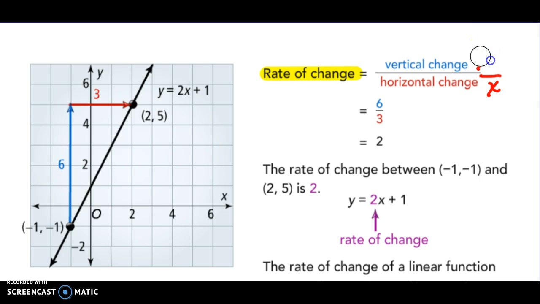So when you think about this over here on the right side with our graph, we go up 6, which is our rise, and then we go over 3, which is our run. That's how they get the value of 2. The rate of change between the 2 points, -1 and -1, and then the other point that's valued 2,5 is simply 2. Therefore, our rate of change, which is also known as our m value, would be considered 2.